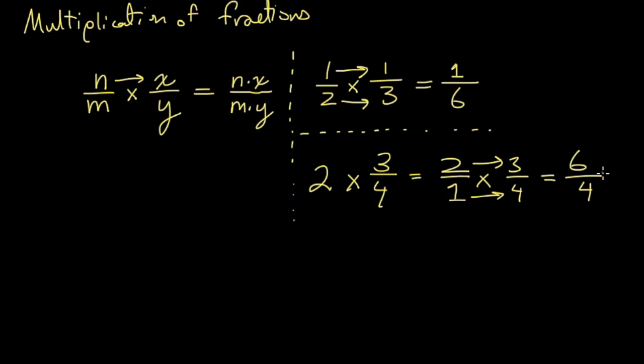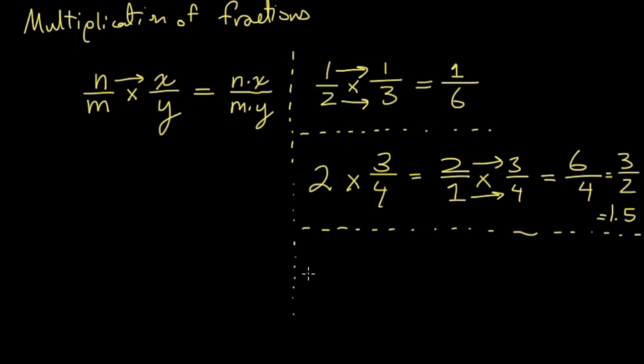Now, can I simplify this? Yes, I can, because both numbers are even. So I'm left with 3 over 2. And 3 over 2, if I were to convert it to a decimal, I'd get 1.5. Alright, how about we do a couple more examples just to solidify things, then we can move on to division. Because as I stated before, multiplication is the easiest one.